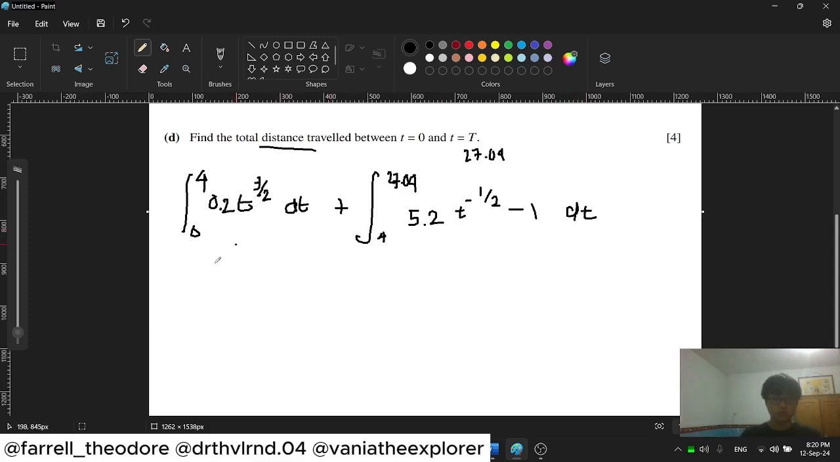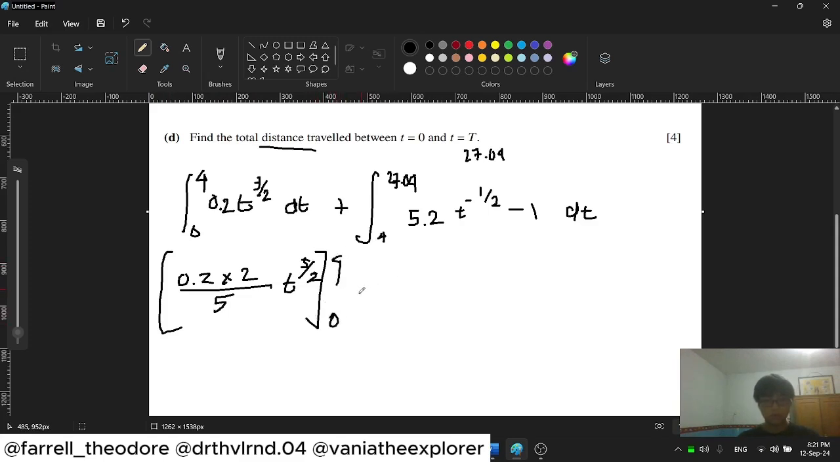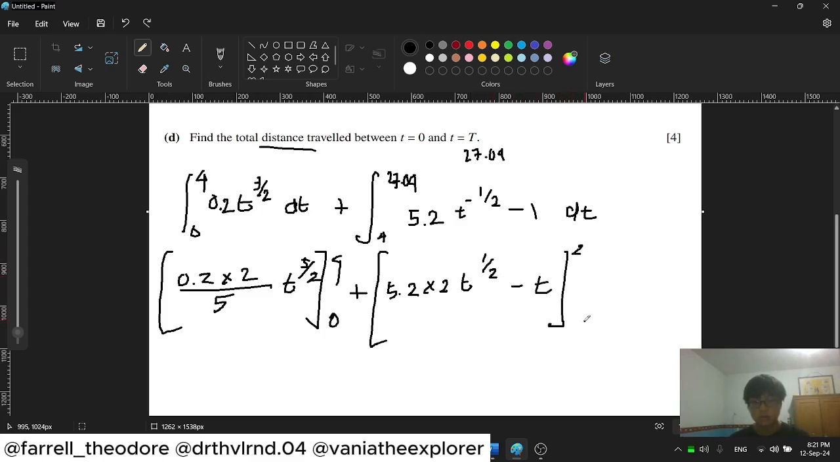So integrating this, we will get 0.2 times 2 over 5 t to the power of 5 over 2 with the limits of 0 to 4, plus 5.2 times 2 t to the power of half minus t with the limits of 4 to 27.04.